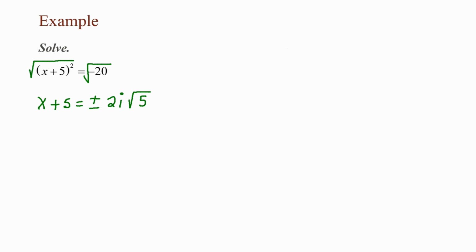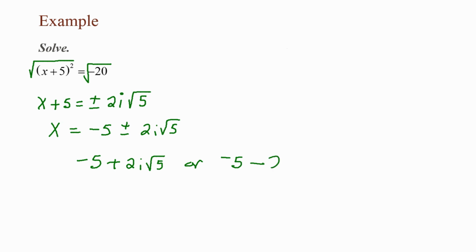Now I can subtract 5 from both sides. So x equals negative 5 plus or minus 2i square root of 5. Negative 5 plus 2i square root of 5 is one answer. Negative 5 minus 2i square root of 5 is my other answer.